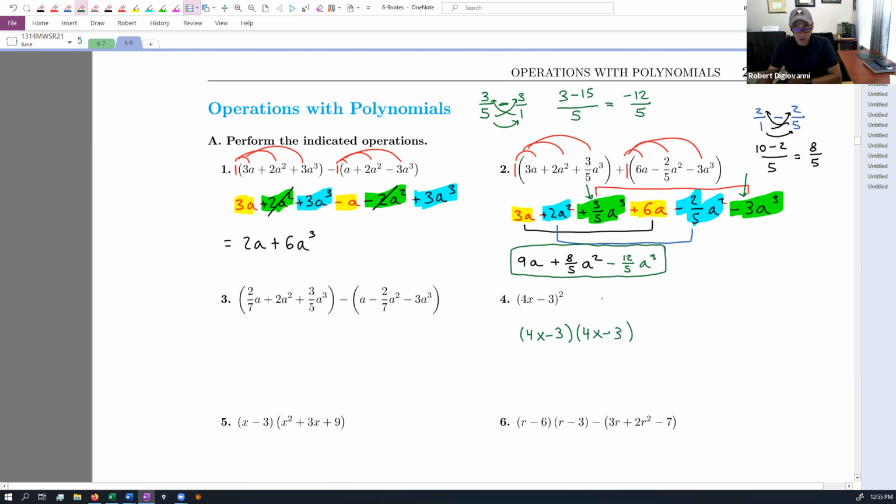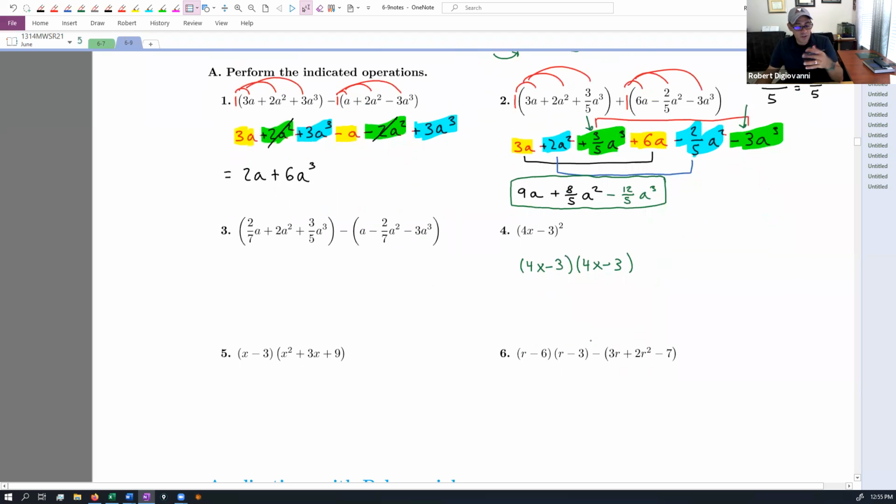What you do not do is just square each of these individually. You don't just square the 4x and square the 3. You have to do this. And this is the first time we've talked about this. How do you multiply two polynomials together?